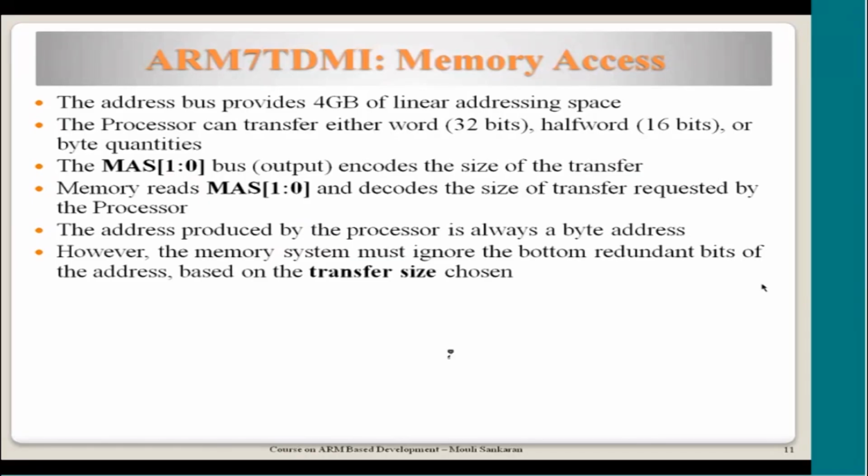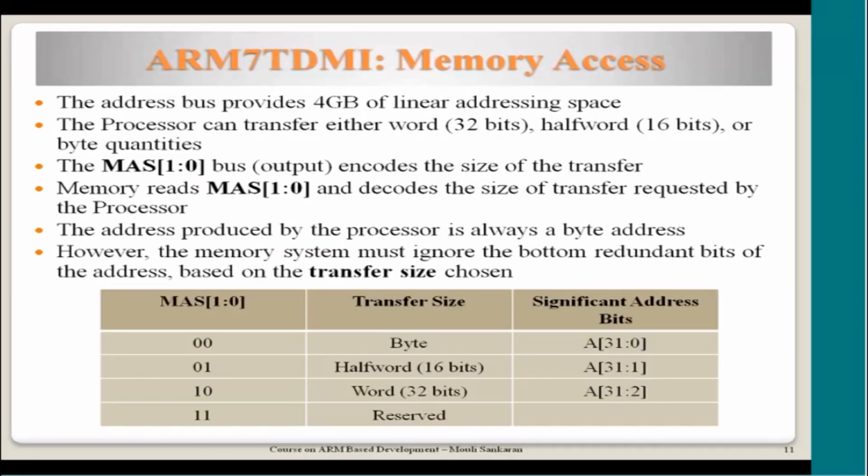However, the memory system must ignore the bottom redundant bits based on the transfer. Let me tell you, suppose the processor is driving this as 10, that means it is doing a word transfer on the data bus. That means for a given address, there are 4 bytes of value which are either going out or to be read from the memory by the processor. Now, as you know, the addresses are byte addresses, and this 32-bit transfer indicates that there are 4 bytes which are read or written in a single memory cycle.